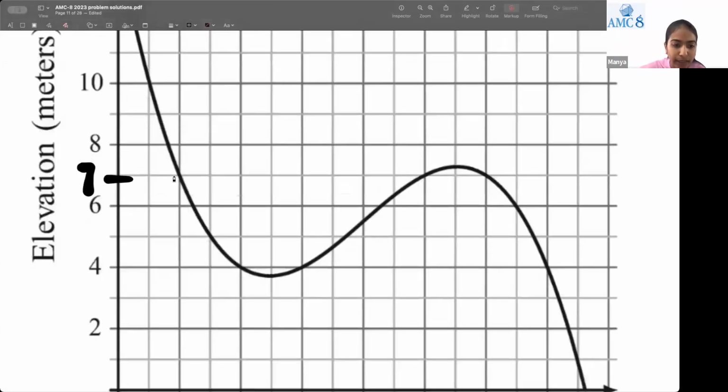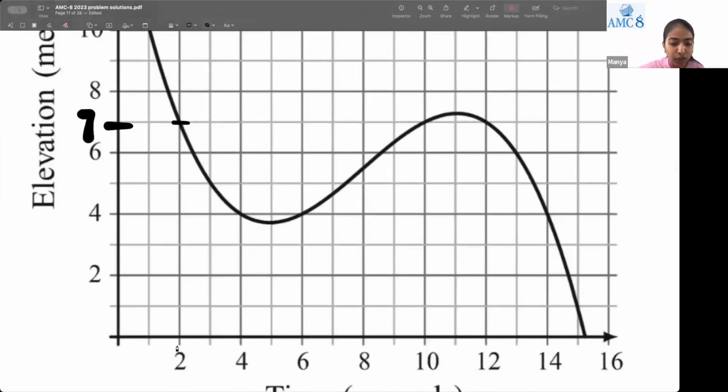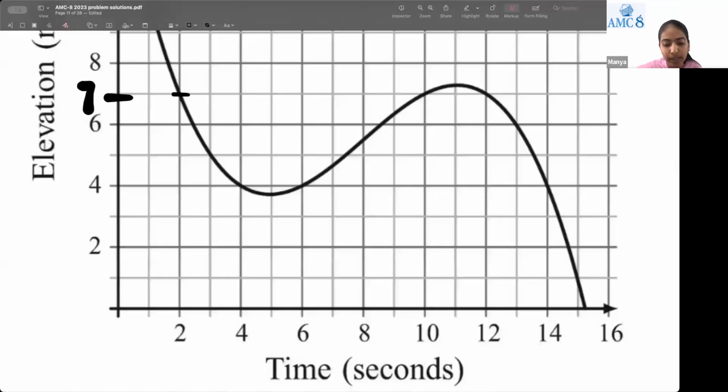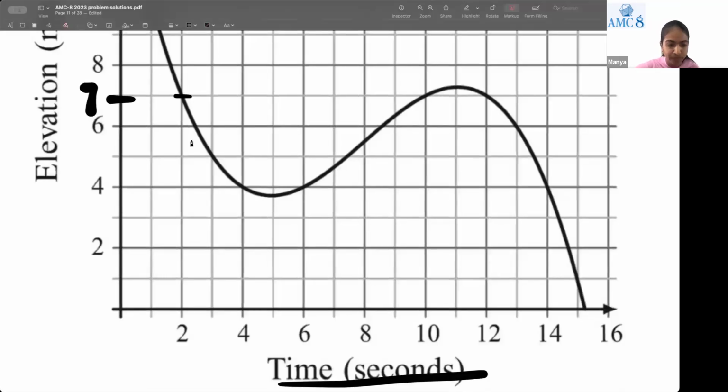So she starts at here, and this is at 2 seconds. This is time in seconds, so this is at 2 seconds here. And then she goes to 4 meters. And at 4 meters here, she spends a total of 2 seconds. From 7 to 4.